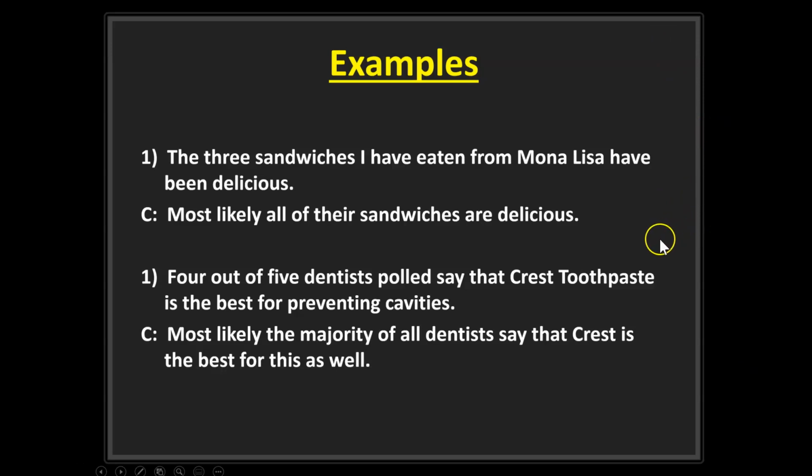So, top example. The 3 sandwiches I have eaten from Mona Lisa Deli have been delicious. So most likely, all of their sandwiches are delicious. I know it seems a little stale when it's all broken down like this, but imagine how we talk just normally and how we reason normally. We do this kind of stuff all the time, actually. This is a pretty poor generalization, but it's a generalization nonetheless.